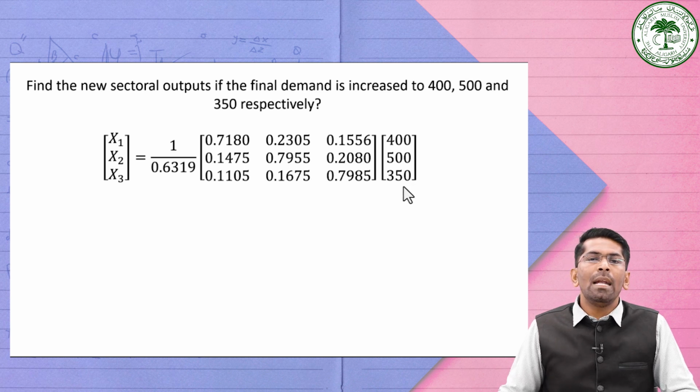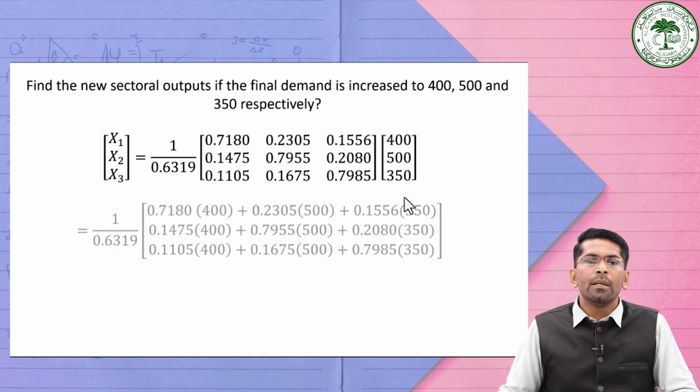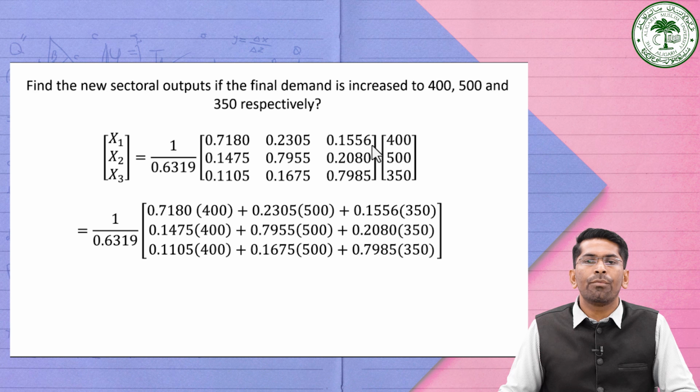Now if you go for multiplying these two matrices, the first row I am going to multiply with the final demand vector. So it will be 0.7180 into 400 plus 0.2305 into 500 plus 0.1556 into 350. So I am writing here. Similarly, the second row will be multiplied with the final demand vector, and the third row is also multiplied with the final demand vector here. So this will become just like what I have written here. This will be the same.